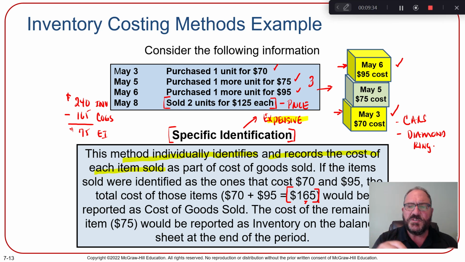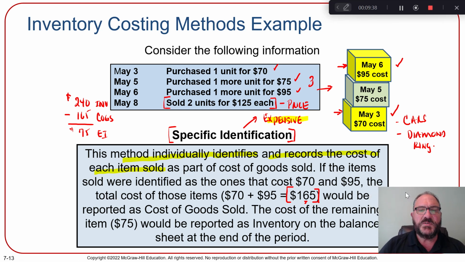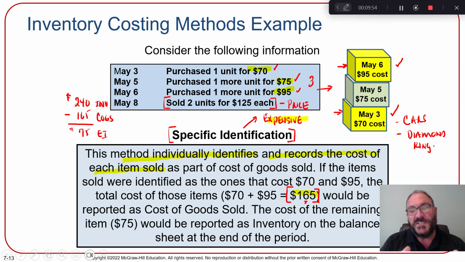So cars, diamonds, rings. And so here, let's see, if the items sold were identified as the ones that cost $70 and $95, so they're saying, what if we use that one and that one? Then cost of goods sold would be $165, and the remaining inventory item would be $75, okay? In this case, at these prices, it's probably not the case, but they're just giving you an example. So remember, specific identification, you know exactly which one it is. You're like a car. A car has a VIN number on it. They know exactly what that car is.